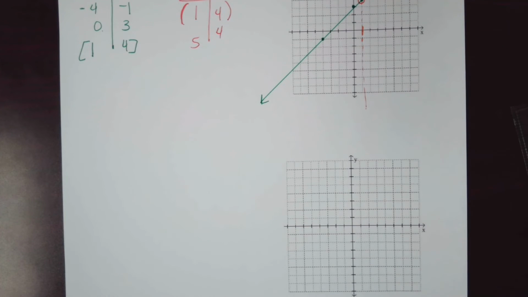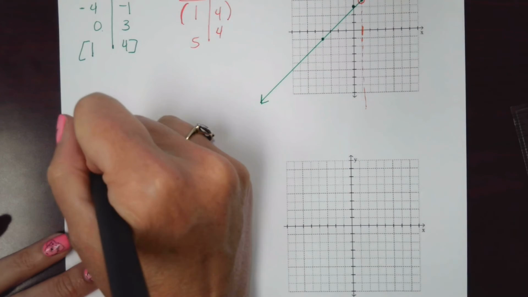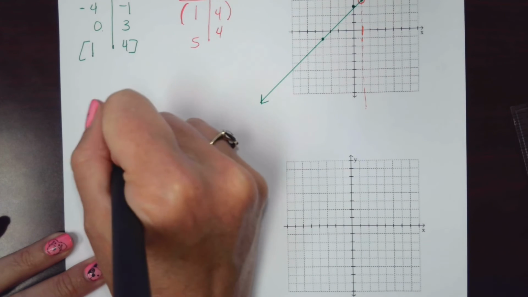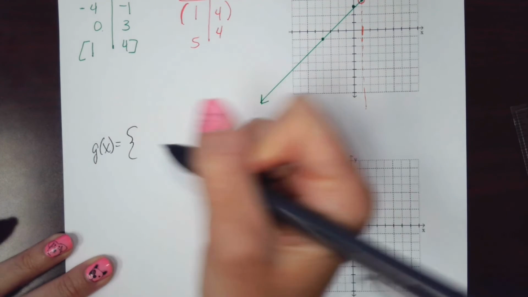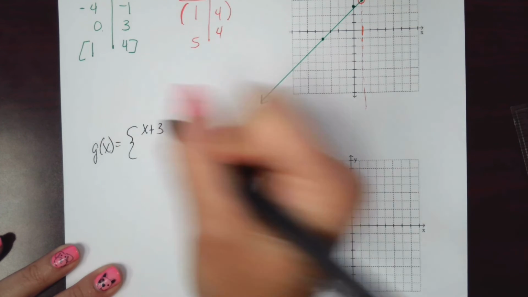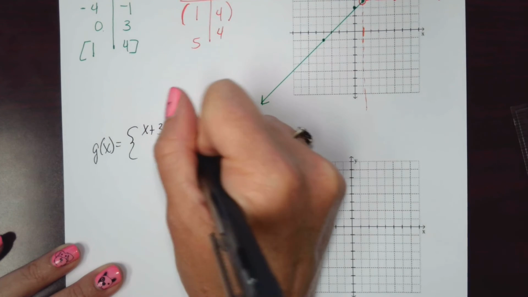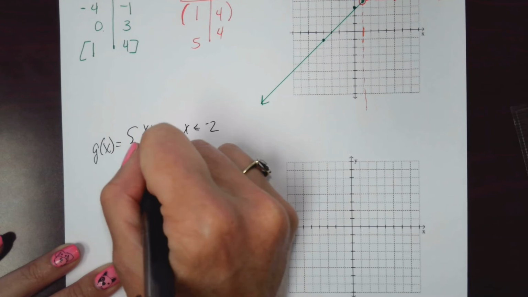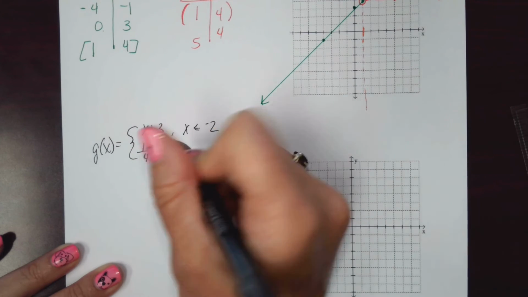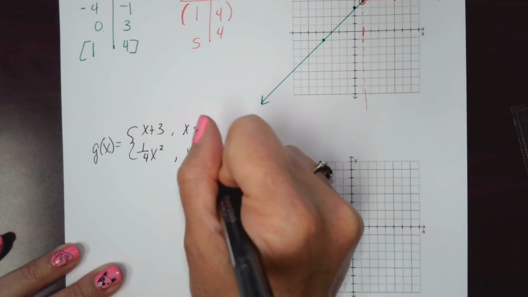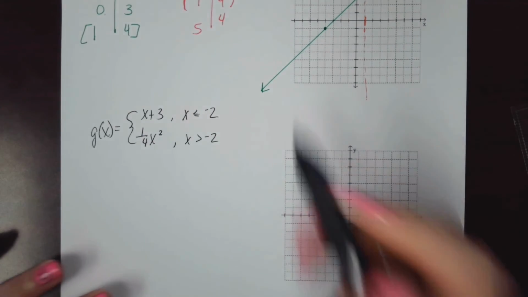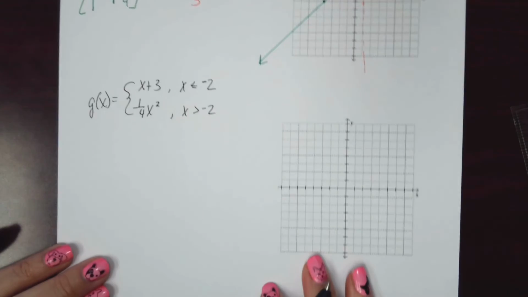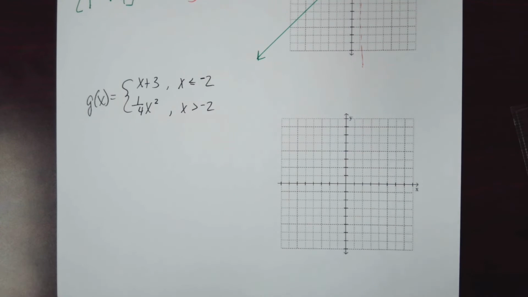Okay. I will give you the piecewise function we're going to graph here. We are going to graph g of x such that, and we have two pieces. The first piece is going to be x plus 3 again for x values less than or equal to -2. And then my second piece is 1/4 x squared for x values greater than -2. So that's my piecewise defined function for this second graph. Write that in, pause me if you need to.